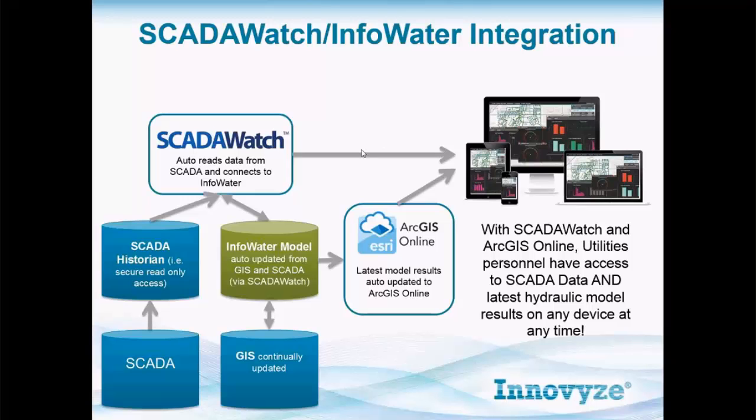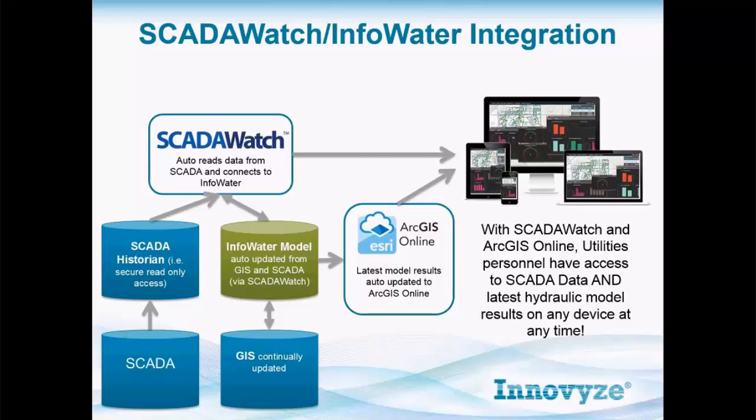So extremely exciting. The way this is wrapped up is, of course, we start with SCADA to the historian, as mentioned. From the historian, we're feeding SCADAWatch. We're also updating the InfoWater model directly from SCADAWatch continuously. So this is a continuous calibrated model. Every day, every hour, every month, it's calibrated. Pushing the data out to ArcGIS Online, then anybody with a computer or a smart device can access the SCADAWatch sensor information and also the calculated values as created by the InfoWater model.